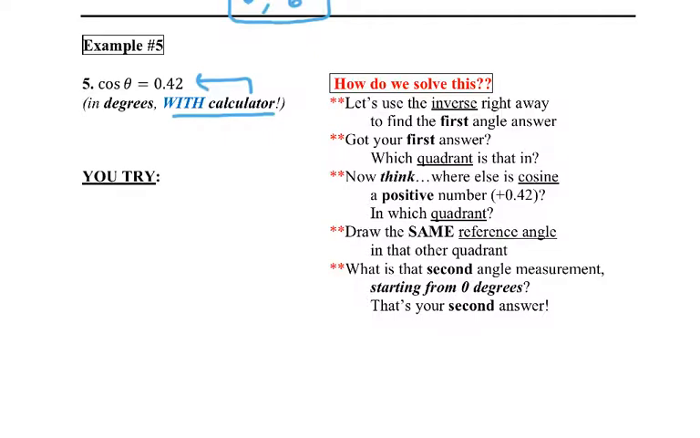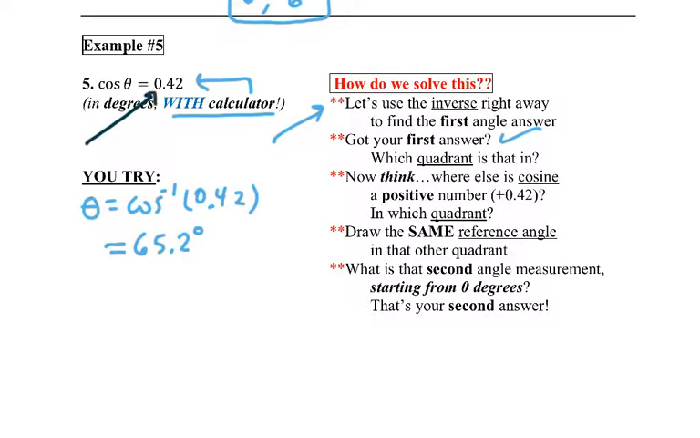Well, like I see in my steps here on the right-hand side, let's just jump right ahead into the inverse right away. Let's get the first angle. So theta equals the cos inverse of 0.42. When I plug that into the calculator right away, it gives me an answer of 65.2 degrees. Make sure you're in degree mode. Good, got my first answer, check. But again, like we thought about before, drop the inverse and let's think about where else is my cosine equal to 0.42. That's a positive number. So we've got to think about our quadrants again, friends.